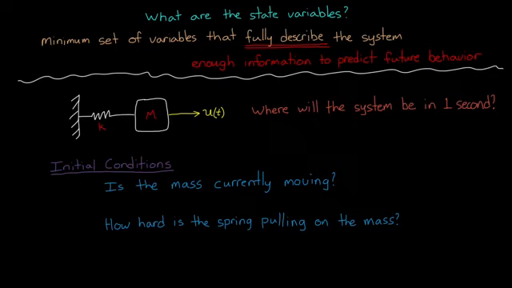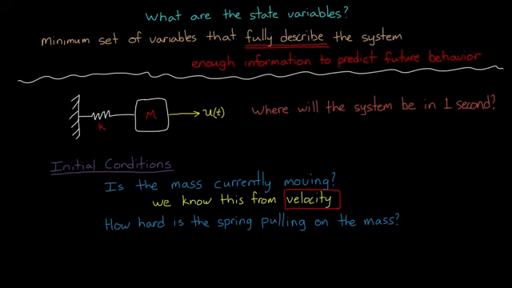So let's consider the first question. Is the mass currently moving? We would know this from the velocity of the mass, and velocity is variable since the mass would be oscillating back and forth, assuming there was some energy in the system. So we need velocity in order to predict the future position, so we can say that velocity is a state variable. It's necessary.